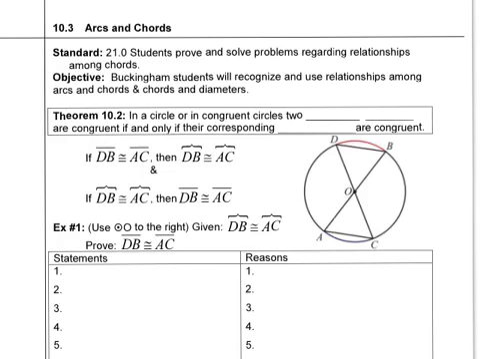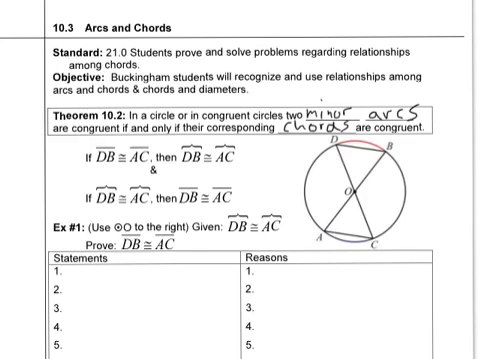Alright, so theorem 10.2. In a circle or in congruent circles, two minor arcs are congruent if and only if their corresponding chords are congruent. So if this chord and this chord are congruent, then we know that these arcs are congruent. And vice versa, if we know that these arcs are congruent, then that tells us that these chords are congruent. Remember, arcs are the curvy thing, chords are the straight thing.